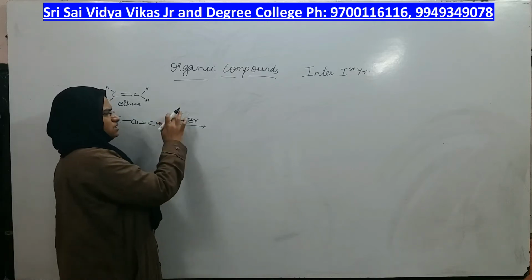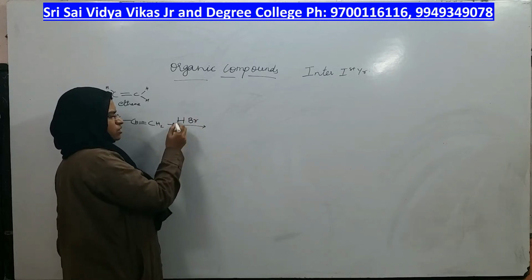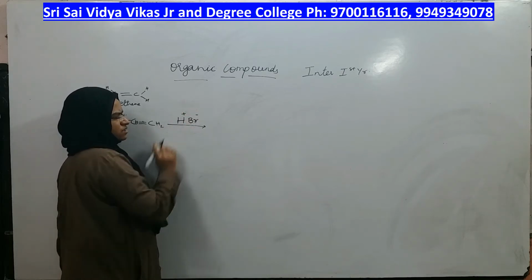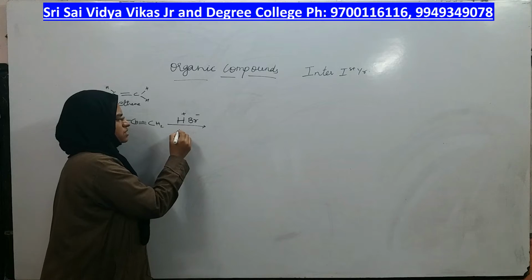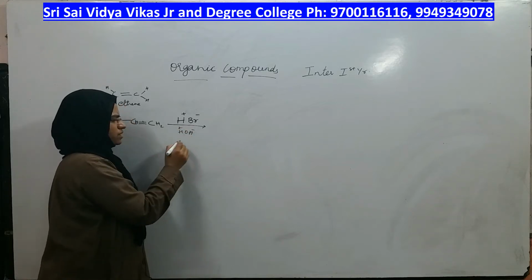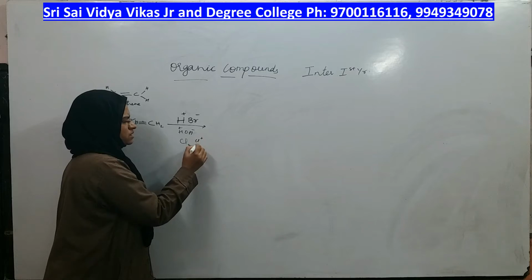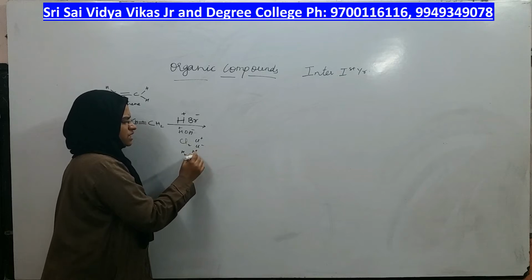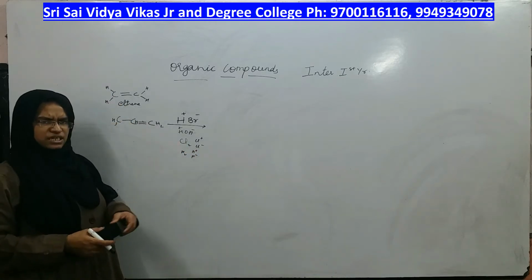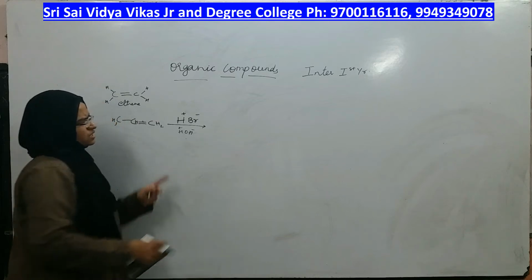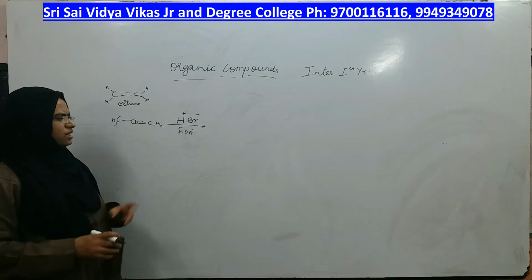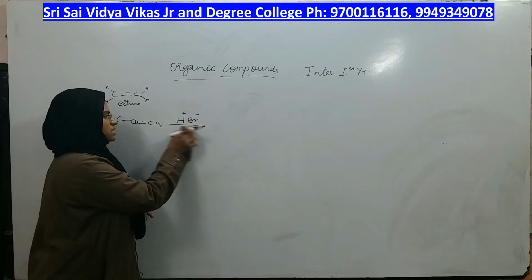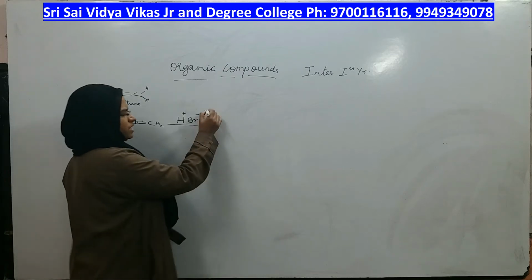Why is this situation arising? Because in an unsymmetrical reagent, every reagent has this type, H plus Br minus. In water, H plus OH minus. In Cl2, Cl plus Cl minus. In H2, H plus H minus. Everyone has this type of charges. But if it is symmetrical, it doesn't make any difference. If it is unsymmetrical, it makes a difference which charge is getting added to which carbon, right? Whenever an unsymmetrical reagent is added to an unsymmetrical alkene, you may get two products.